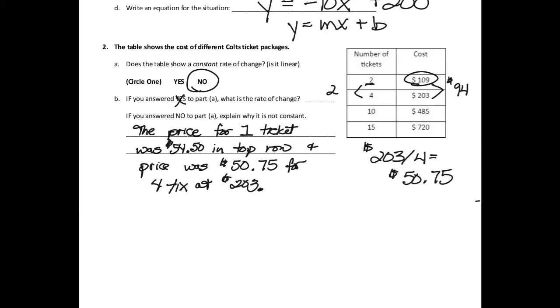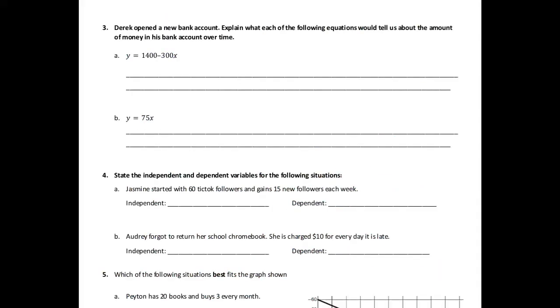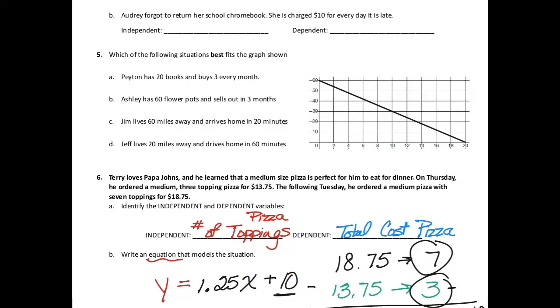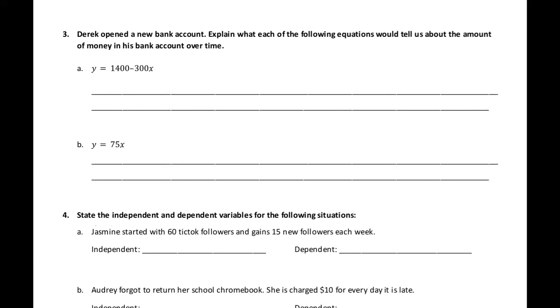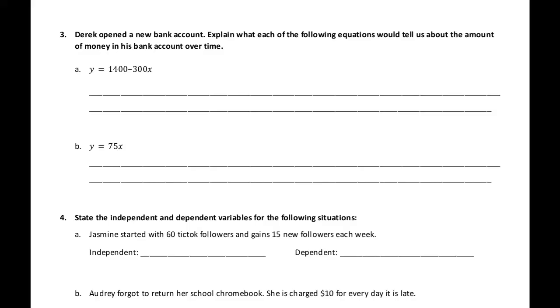All right. Are we ready for the next one? Number 3. We got 3 and 4. That's all we have left. Derek opened a new bank account. Explain what each of the following equations would tell us about the amount of money in his bank account over time.